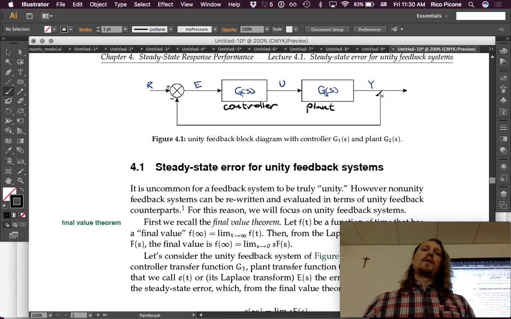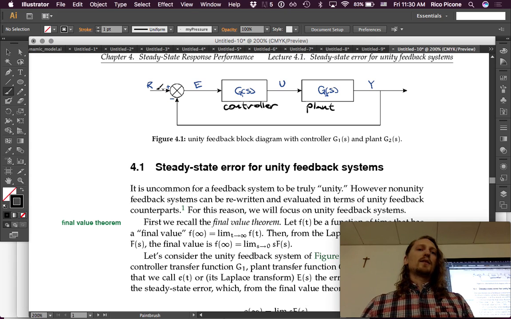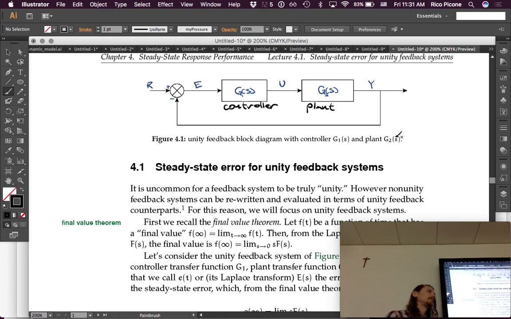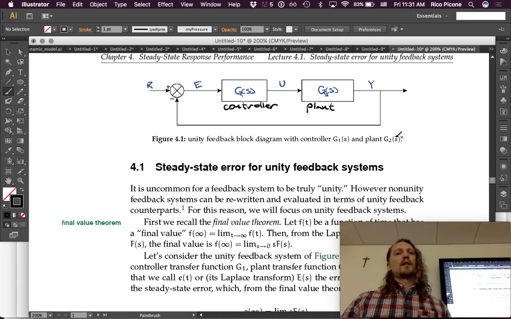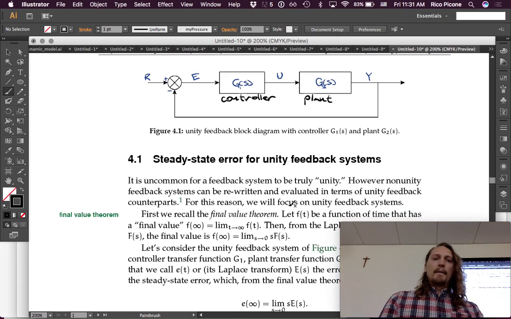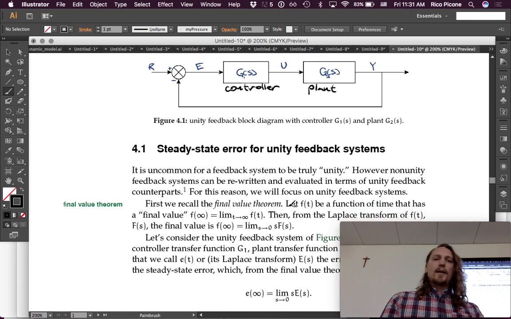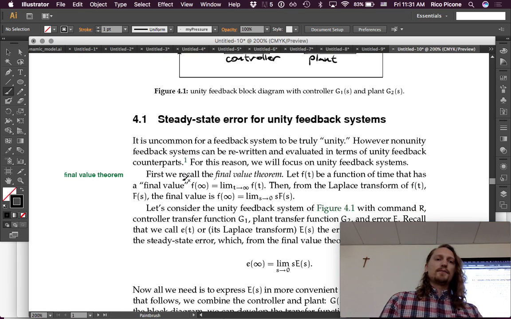So unity feedback says whatever comes out of the plant, we're going to try to control that. We compare it to what our command is. The difference between the command and the actual output is our error. We give that to the controller, which applies some control effort to the plant. So that's our control loop. And so we're going to consider this.